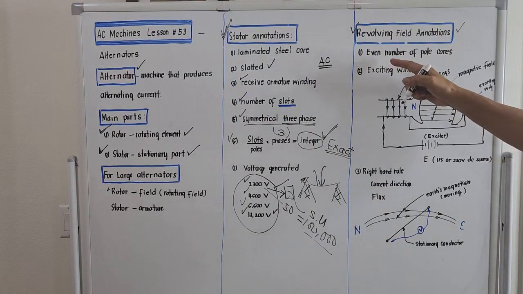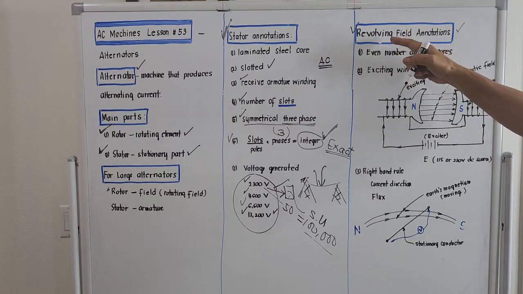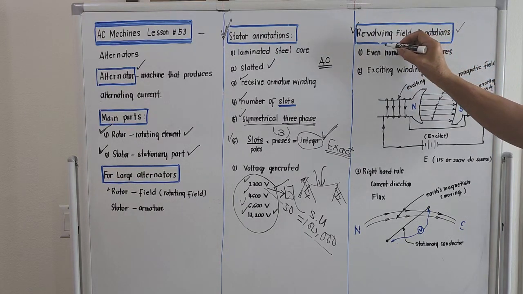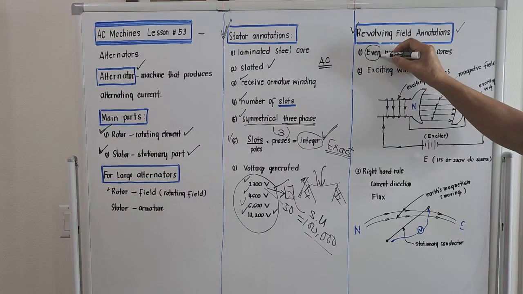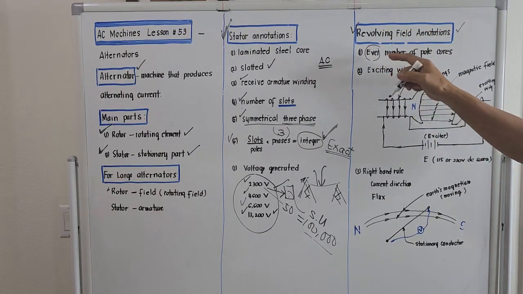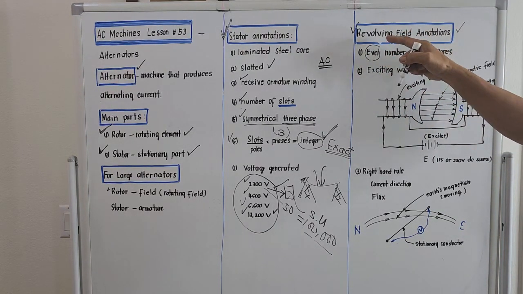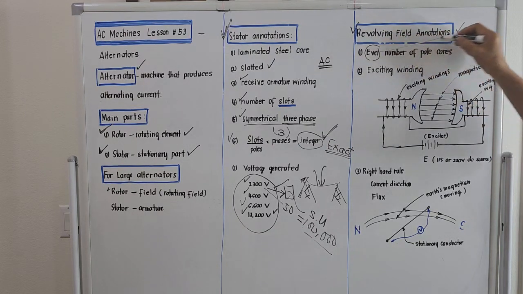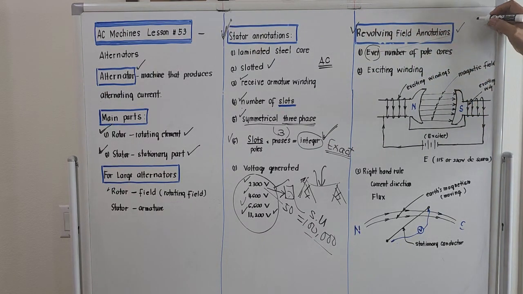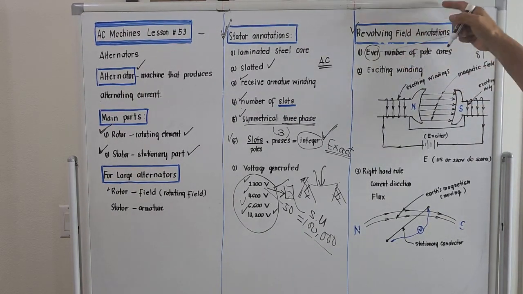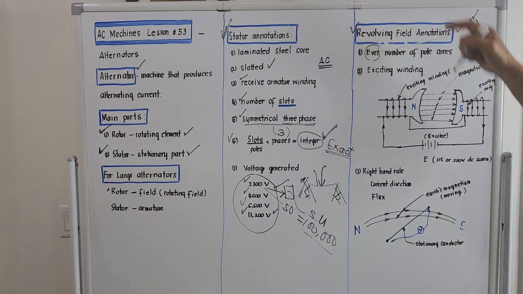Number one, the number of fields should be an even number. The requirement for the number of fields is that it should be even. So the least number of fields should be 2. It could be 4, it could be 6, could be 8, a multiple of 2. That's the requirement for a revolving field.